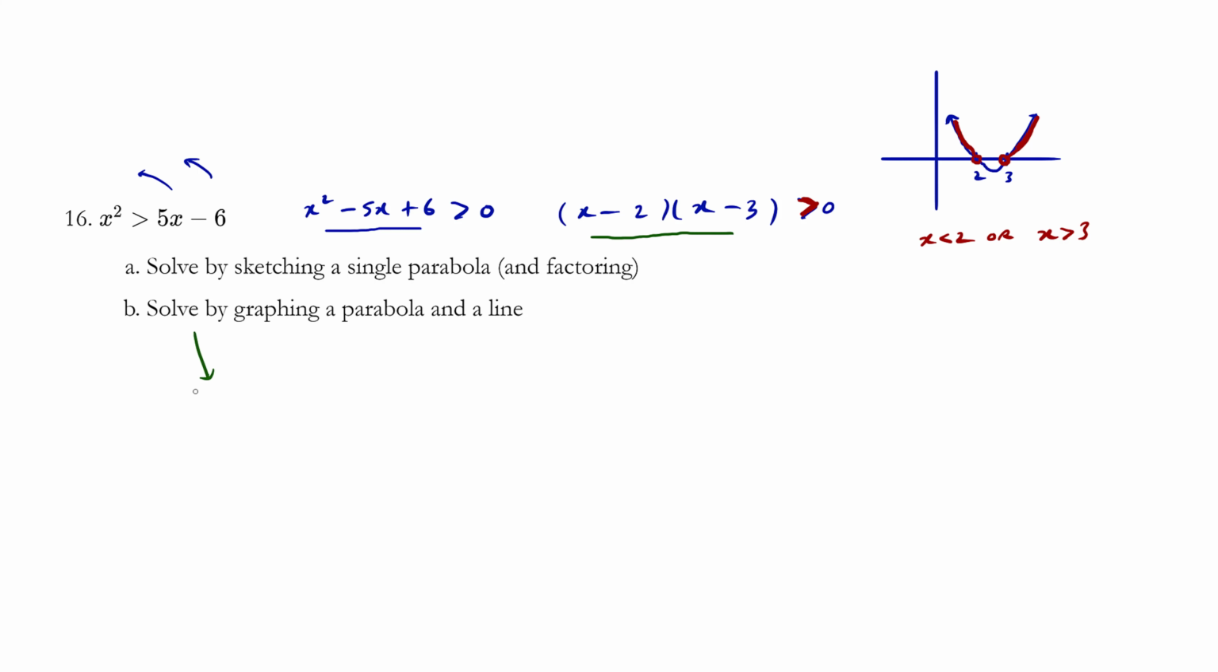Let's try B. Let's solve by graphing a parabola and a line. So we're going to focus on this parabola here. The first equation is y equals x squared, or y1 equals x squared. And we know how to do that.